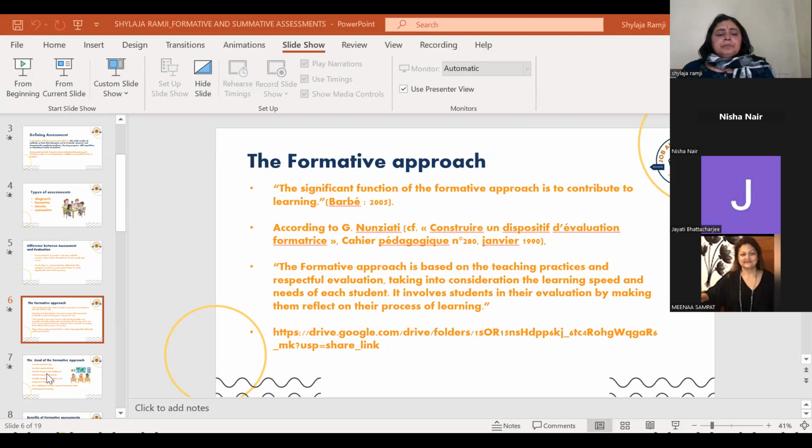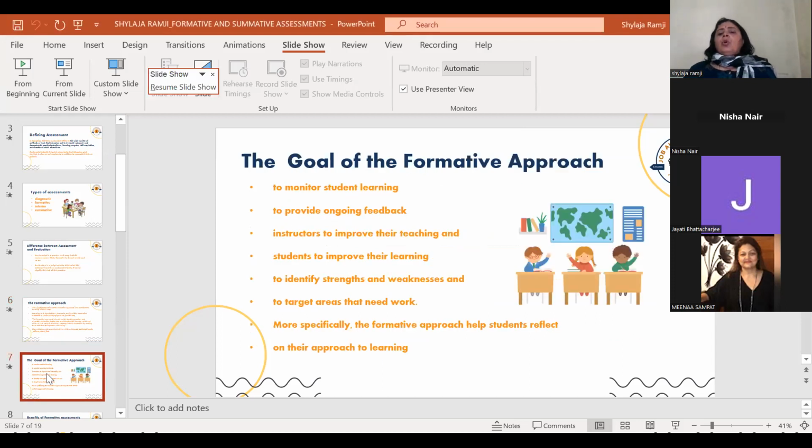Now moving on to the goal of the formative approach. I did speak about the goals, but here you have all the goals in a specific pattern: to monitor student learning. Like I told you, we need to know how the student is learning. The formative approach really helps in differentiation. When you make them do a small minor test just before giving the actual test, you are able to understand what the student needs to learn in order to attain the standard level of the class. So that way the formative approach is really good.